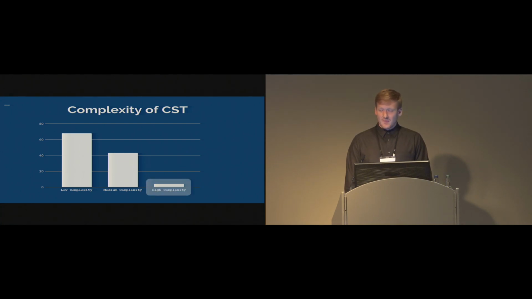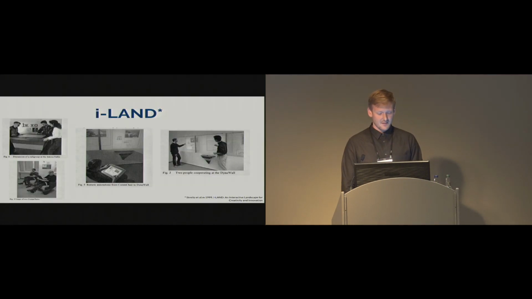And finally, we have a limited number of highly complex creativity support tools. A canonical example of this is the I-Land from 1999, which almost reflects the Weiser dream of using wall-sized displays and tabletops and personal computers and tablets and so on.